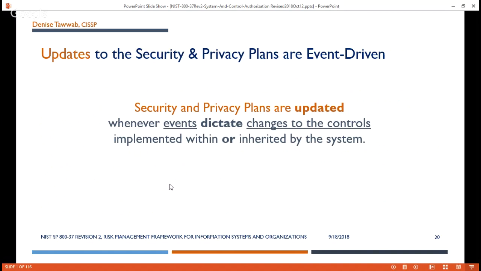Updates to the security and privacy plans are event driven. Your plans are updated whenever events dictate that the controls change, whether it's the controls that are directly implemented in the system or controls that are inherited by the system. Anytime those security or privacy controls change, then the related plan has to be updated.